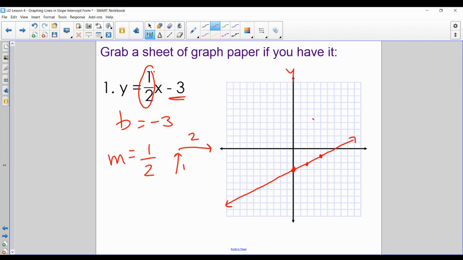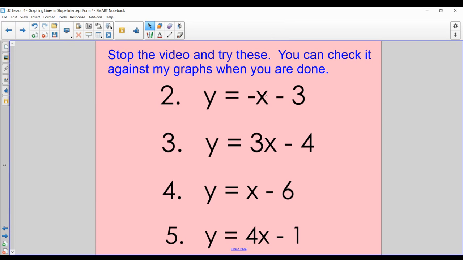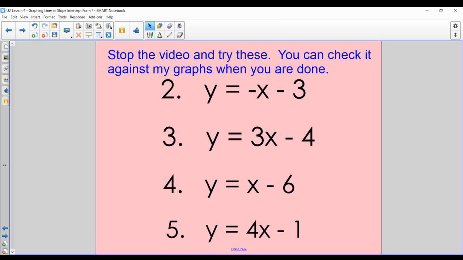Okay, so what I would do is stop the video and try these. I'm going to show you how to do them, but you can check when you're done. Hopefully you've got some graph paper that you could just plot these real quickly. Okay, so again, stop the video, do them yourself, and then check against what I've got to say. So stop the video, 3, 2, 1, because I'm moving forward.